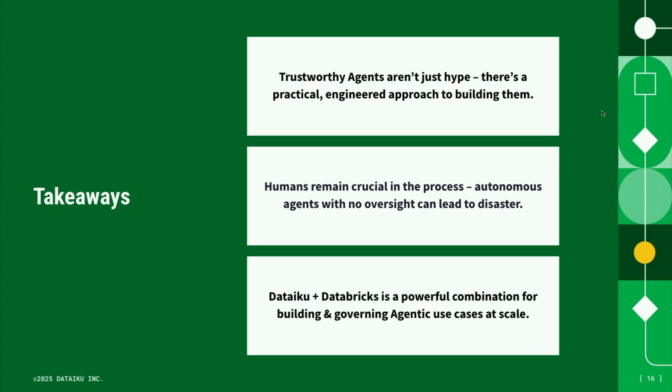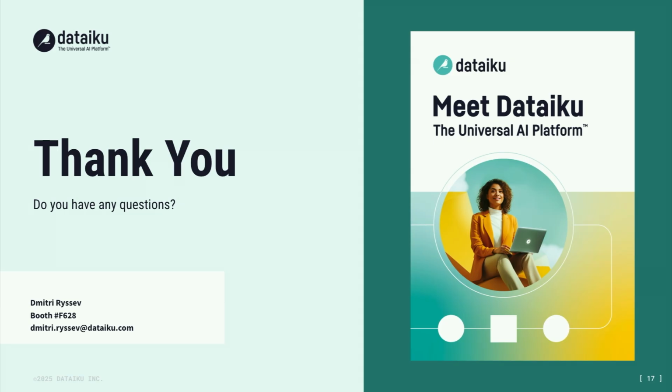The second aspect is that humans remain crucial in this process. That's why the governance workflow is so crucial here. Autonomous agents with no oversight can oftentimes lead to disaster, especially when there's no one that's accountable. And number three, Dataiku and Databricks is an absolutely powerful combination for building and governing these types of use cases. The inherent power of the scale and compute and the models of Databricks, plus the interface and the collaboration and the governance of Dataiku.